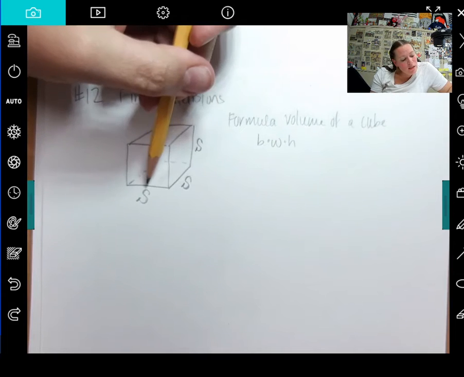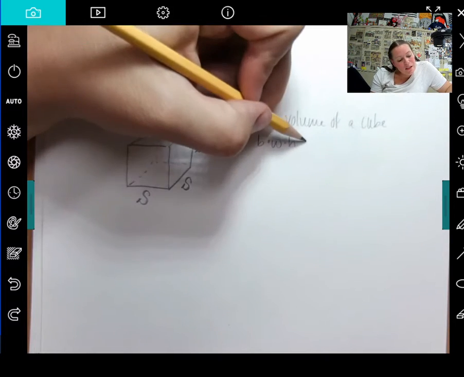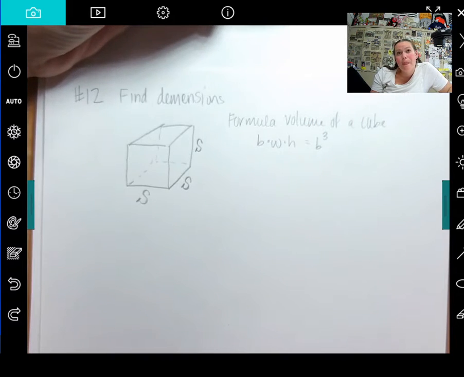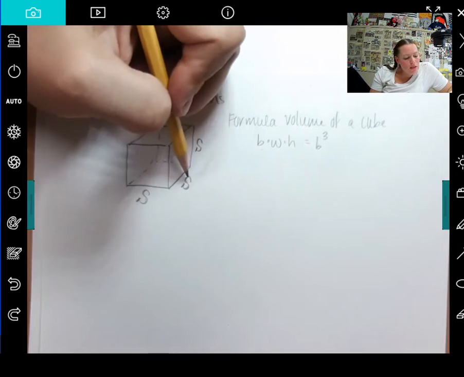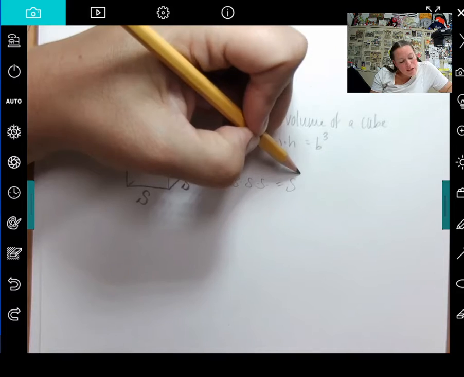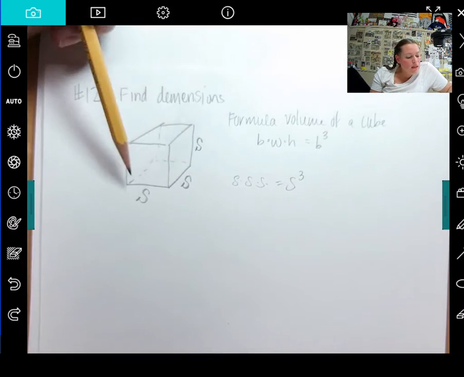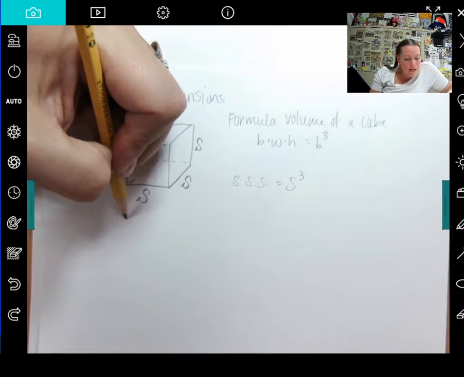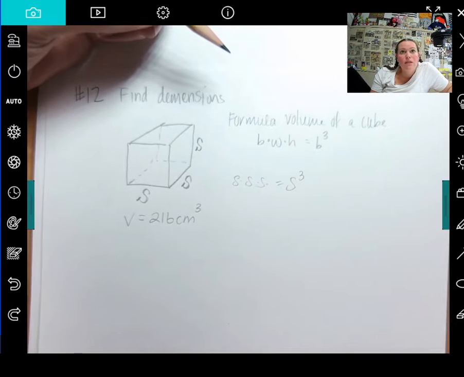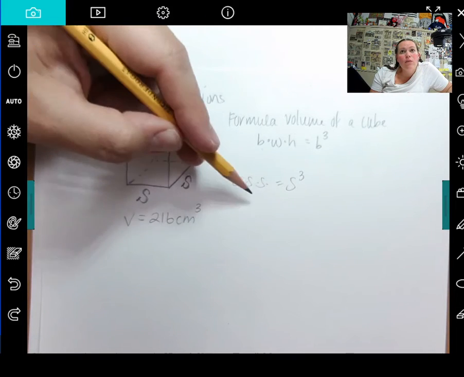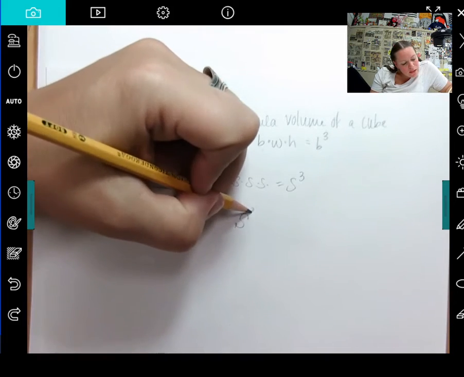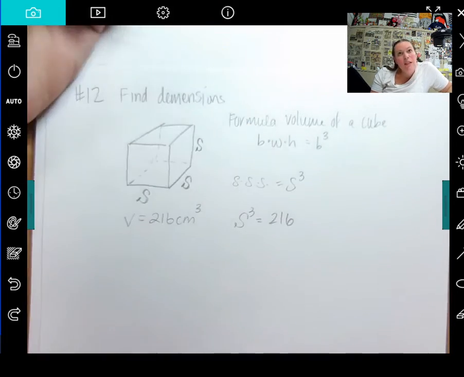In this case, it's all the same length. So it's base times base times base, which is just base cubed. So it's just that length cubed. So in this case, we would have S times S times S, which equals S cubed. And we were given in this problem from number 12 that the volume equaled 216 centimeters cubed. So if we already know the volume, we can set it equal to the formula. So S cubed equals 216.